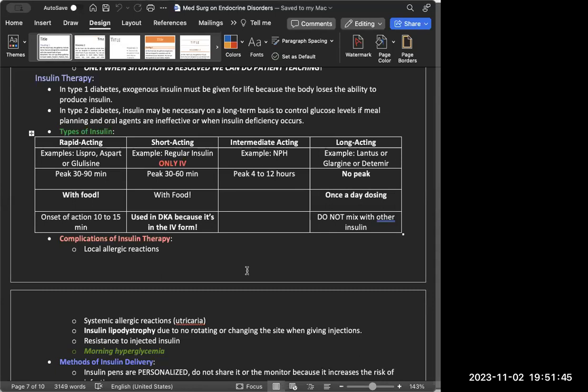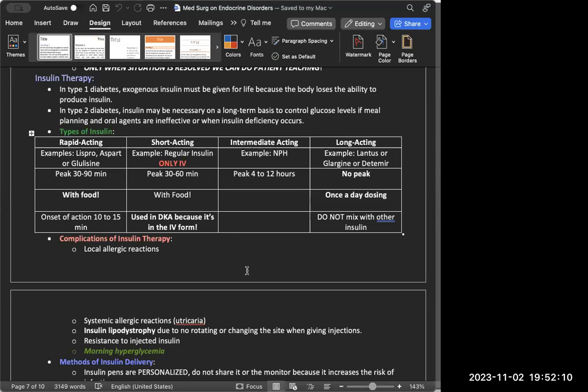It takes a little longer to work than rapid. It's used in DKA because of the IV form, or the HHS, right? It's also a medication that we need to give with food, or something with sugar in it, right? So they might want to give them a solution of maybe lactated ringers as well, something with sugar in it, because if they don't, the sugar will get too low, not good.